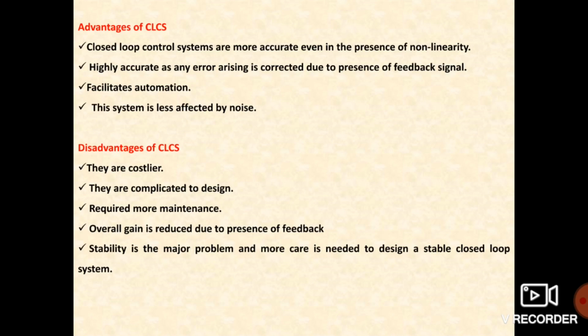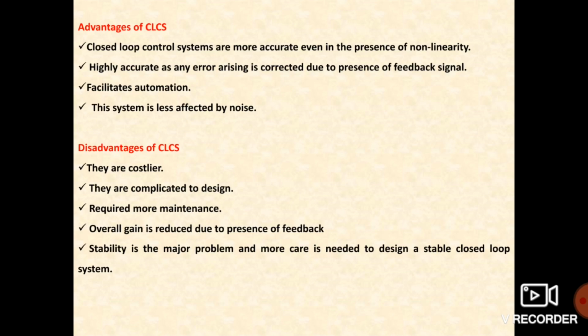And next, it facilitates automation. This closed loop system permits automation mechanisms. And this closed loop system is less affected by noise. So these are the advantages of closed loop system. Next, if we see the disadvantages of closed loop system: closed loop systems are generally costlier because we have several sections in a closed loop system.